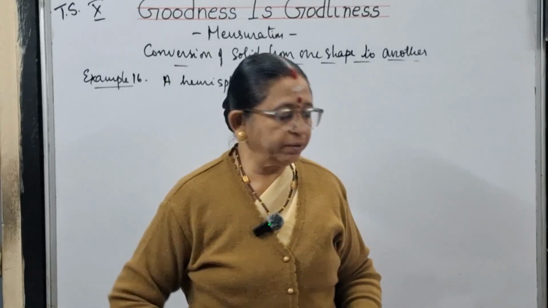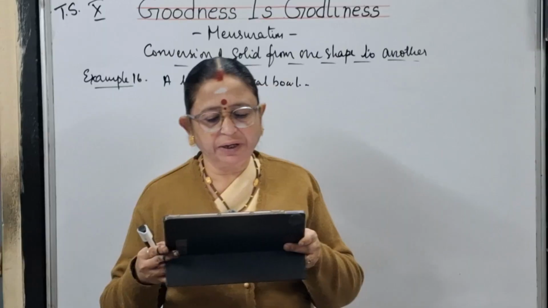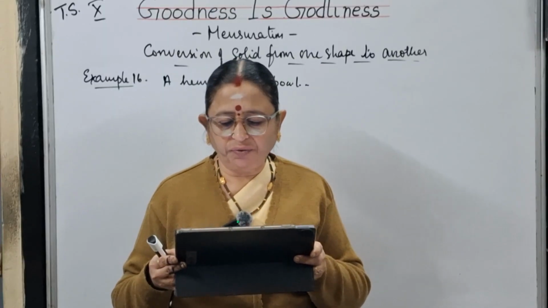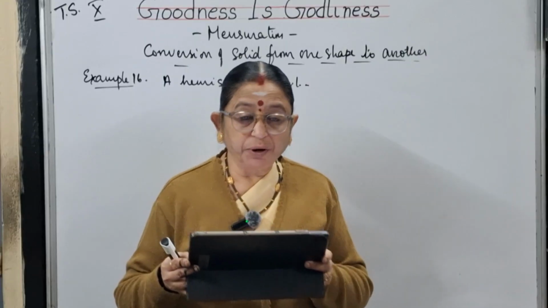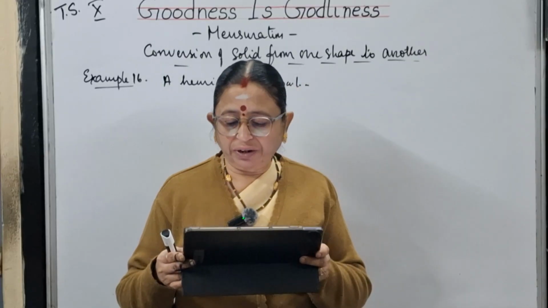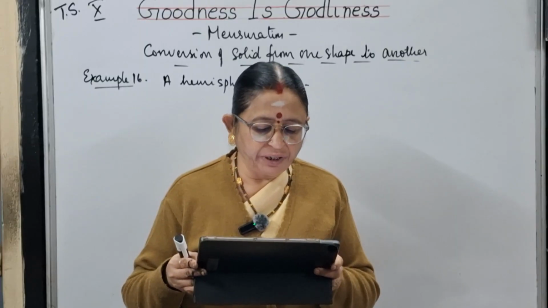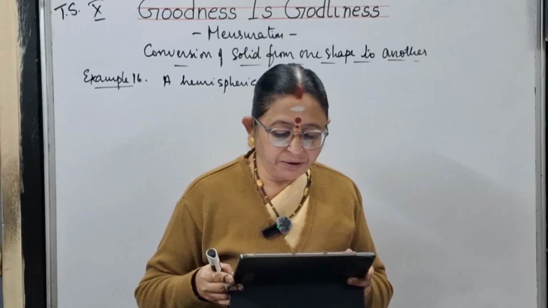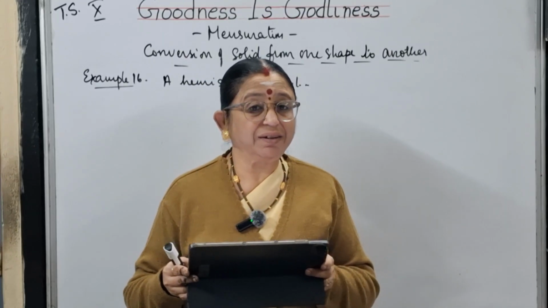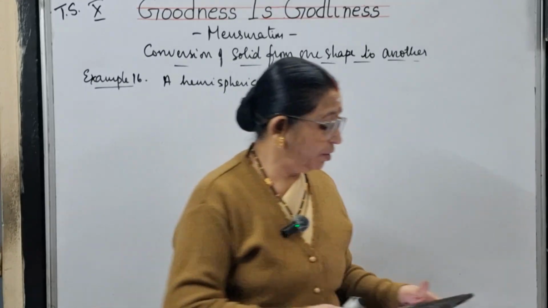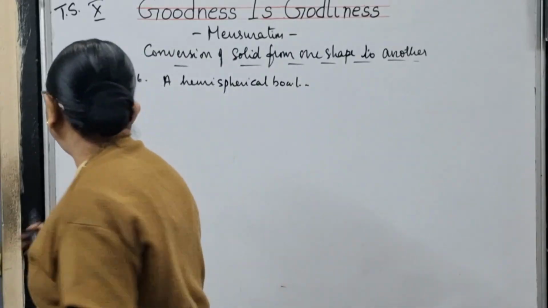Now, the next example, example 16, children. A hemispherical bowl of internal radius 15 centimeters contains liquid. A hemispherical bowl is there which has liquid. This liquid is to be filled into cylindrical bottles of diameter 5 centimeters and height 6 centimeters. How many bottles are necessary to empty the bowl? That means the total liquid that the hemispherical bowl is having.